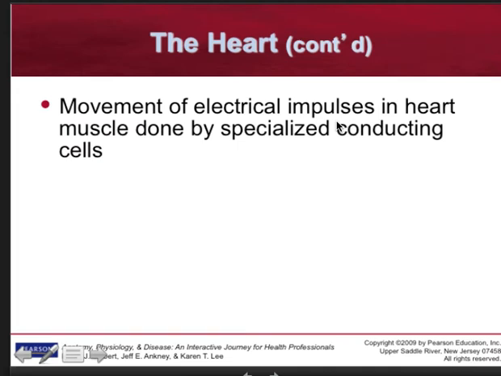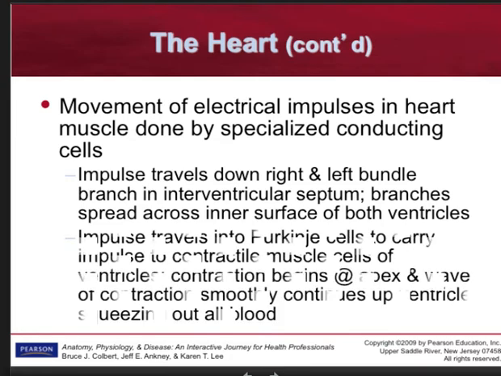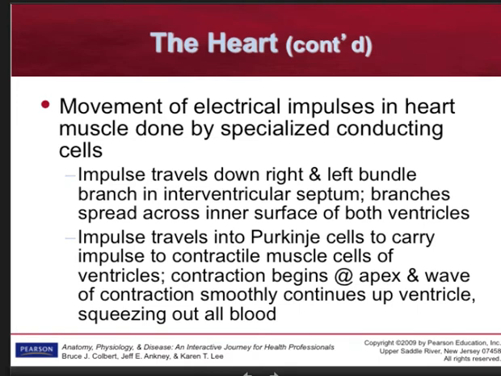Movement of electrical impulses in the heart is done by the conducting cells. The impulse travels down the right and left bundle branch in the interventricular septum, and these branches spread across the inner surface of both ventricles. The impulse travels into the Purkinje cells to carry the impulses to the contractile muscle cells of the ventricles. Contractions begin at the apex, and waves of contraction smoothly continue up the ventricle, and it squeezes out most of the blood.